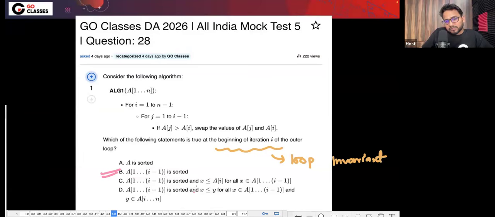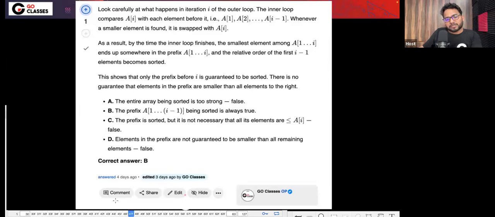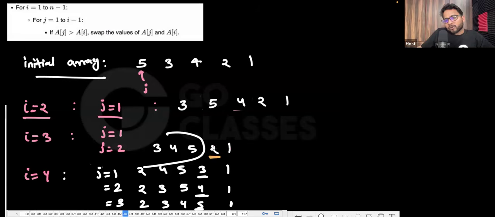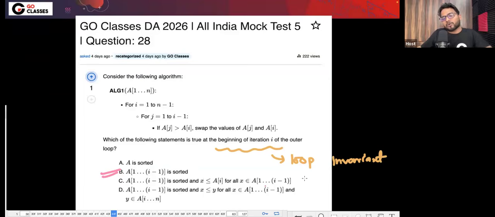Can you guarantee something else also is sorted, and x is less than A of I, where x belongs to basically any element in this prefix, is lesser than or equal to A of I? See, currently A of I you have not even seen. You cannot guarantee it, because before starting I equal to 4, for example here, it could be any element. It could be 100. So you have not seen this.